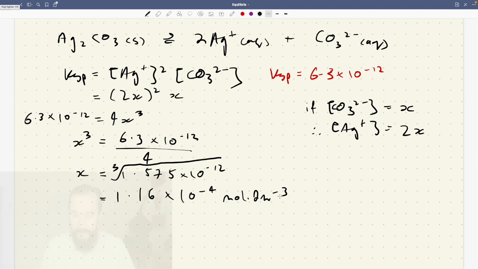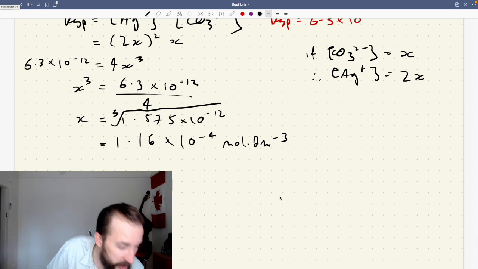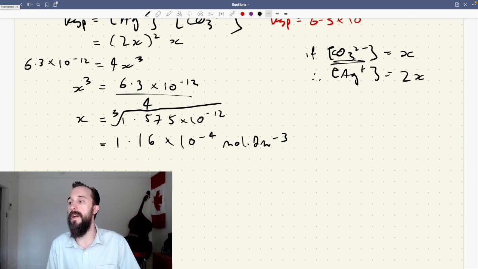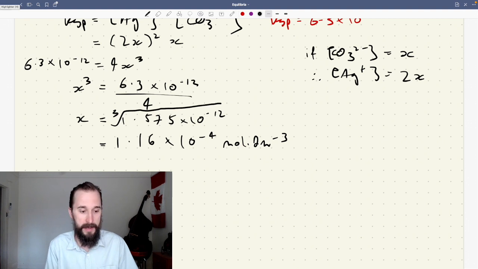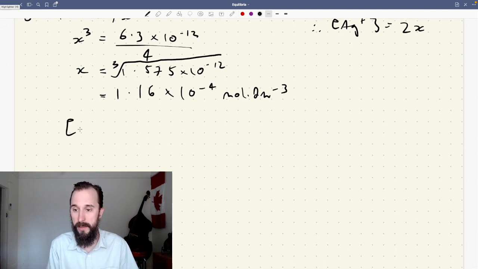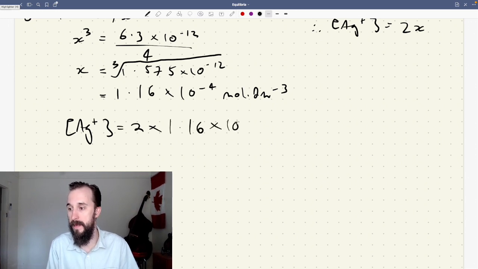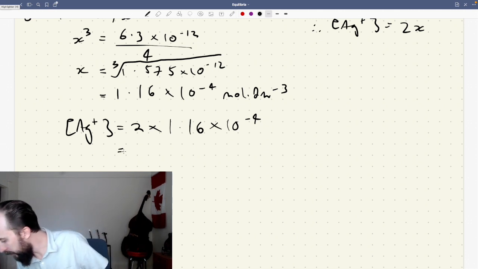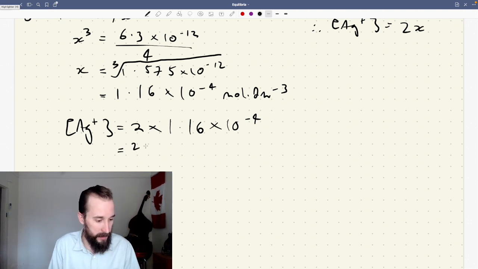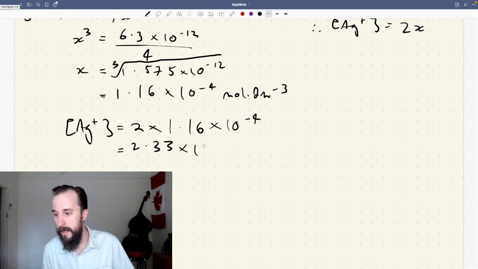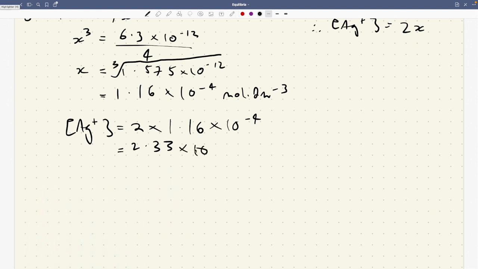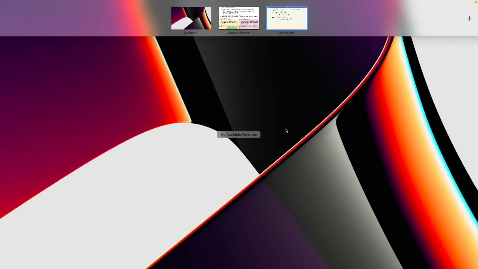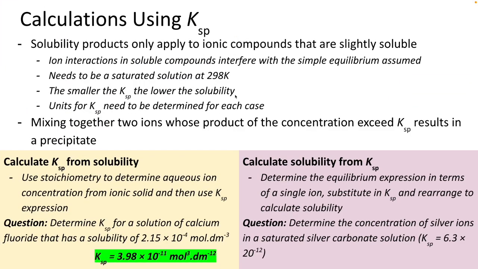But we've got to make sure that we're answering our question, because our question was asking us for the concentration of silver ions. Remember that our X is representing our concentration of carbonate ions. So to get the concentration of silver ions, Ag plus is going to be 2 times our answer up there, 2 times 1.16 times 10 to the minus 4. We end up with 2.33 times 10 to the minus 4 moles per decimeter cubed. And if we go back over here, that will be our answer there, 2.33 times 10 to the minus 4.